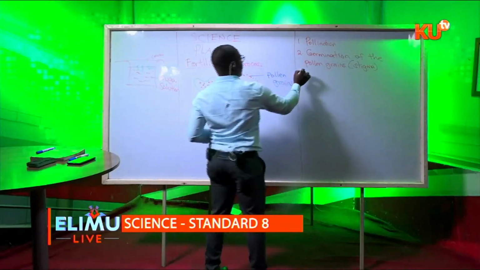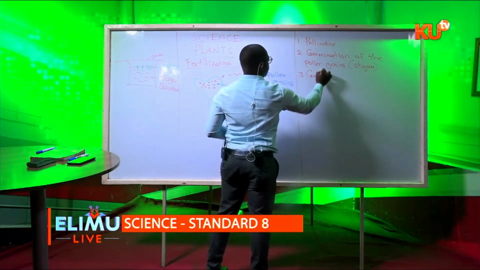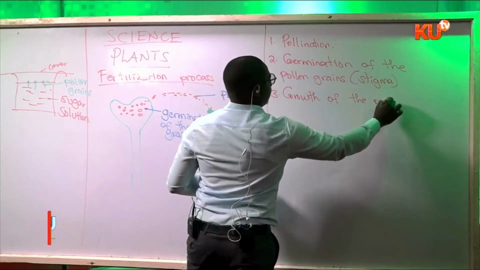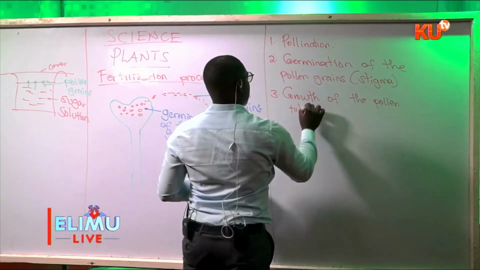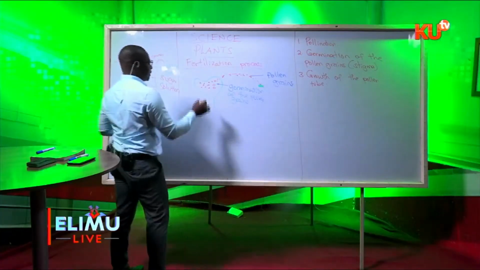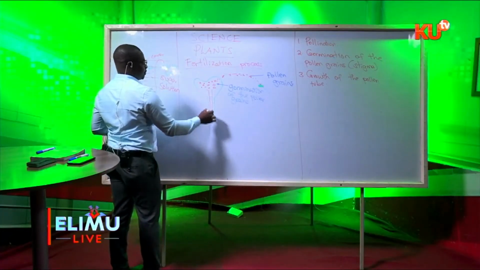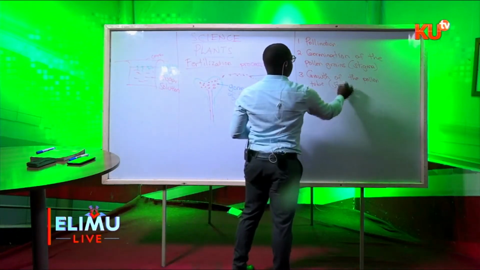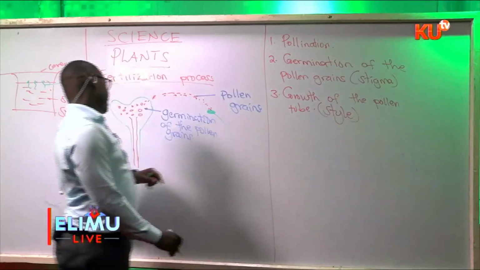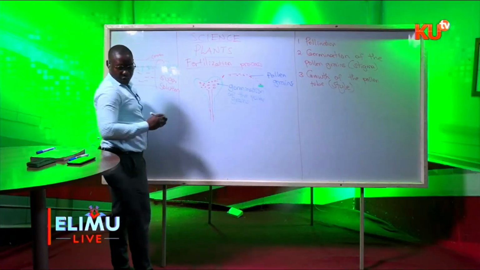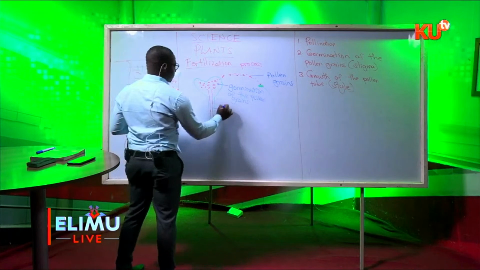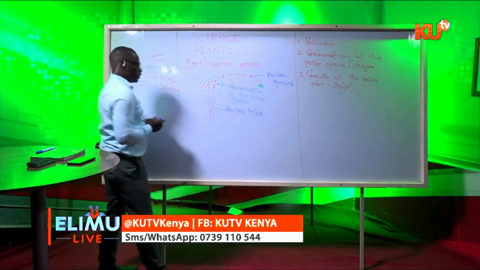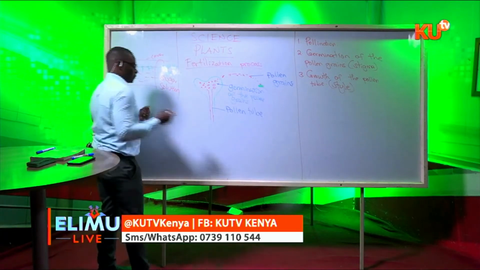Step number 3 is growth of the pollen tube. So once the pollen grains have germinated, there will be a tube that will grow. So the pollen tube grows in the style. Germination takes place in the stigma. So this one, we refer to it as the pollen tube. So the pollen tube will grow.